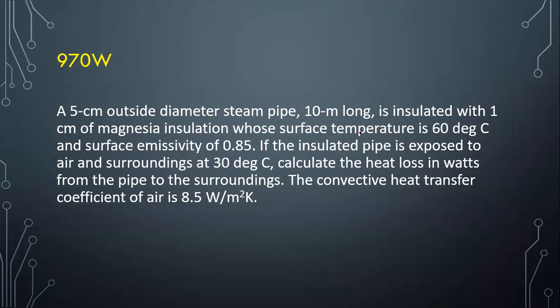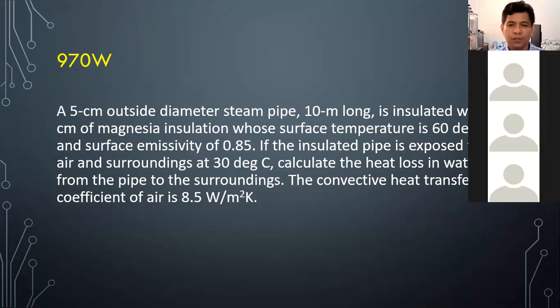So this is insulated with 1 centimeter of magnesia. Babasa niyo na ng buo yung problem. Insulation whose surface temperature is 60 degrees Celsius, and surface emissivity is 0.85. Ito na yung E, no? Ito yung TW natin, 60 degrees Celsius. Okay, if the insulated pipe is exposed to air and surroundings at 30 degrees Celsius, calculate the heat loss in watts from the pipe to the surrounding. The convective heat transfer coefficient of air is 8.5 watts per meter squared per Kelvin. Okay na? Do you have any question regarding the problem?